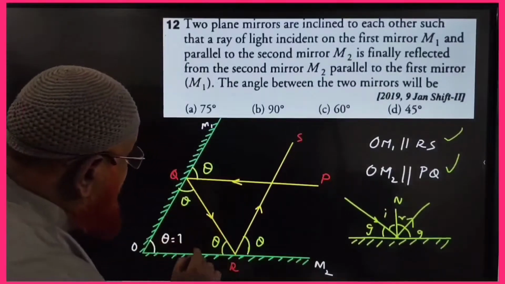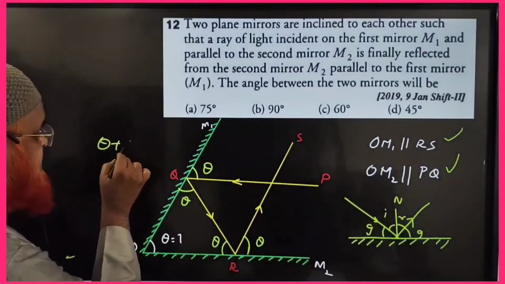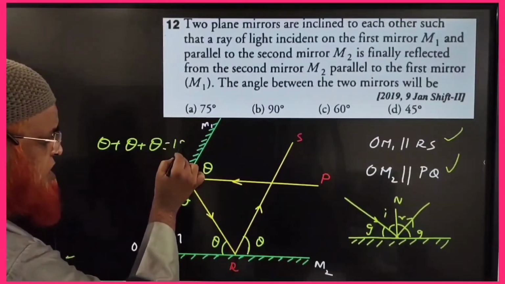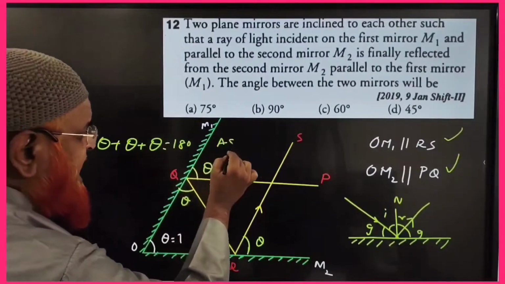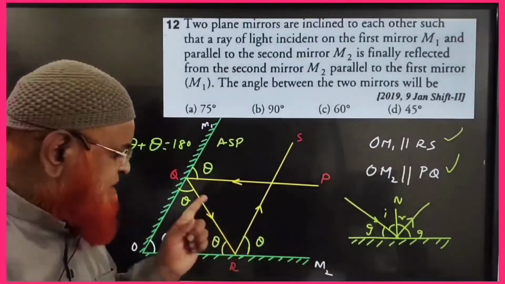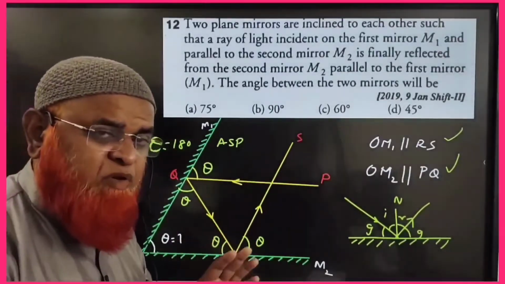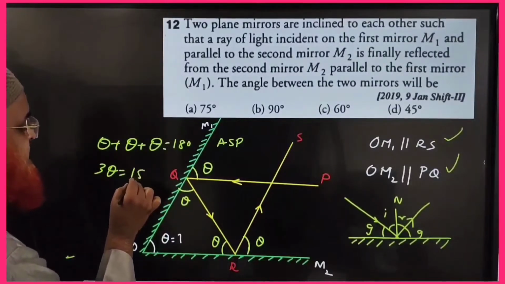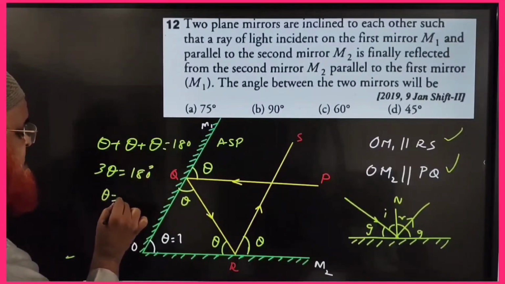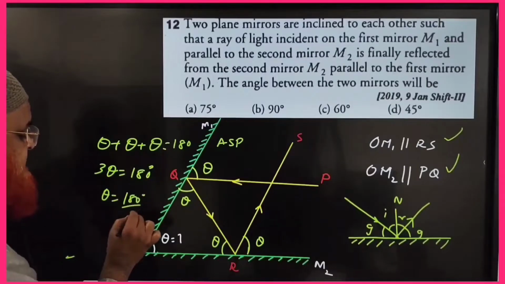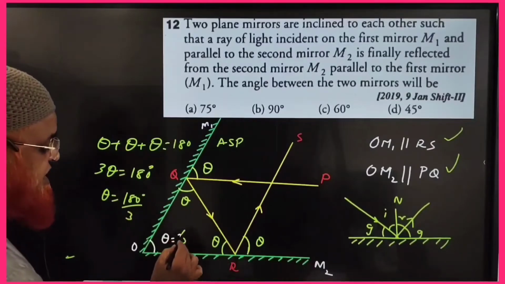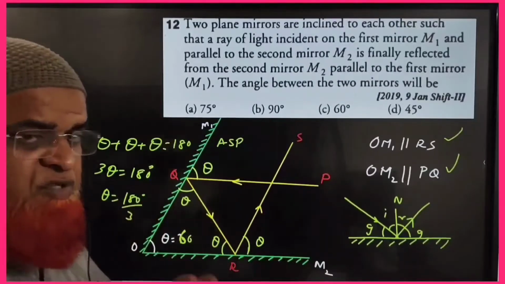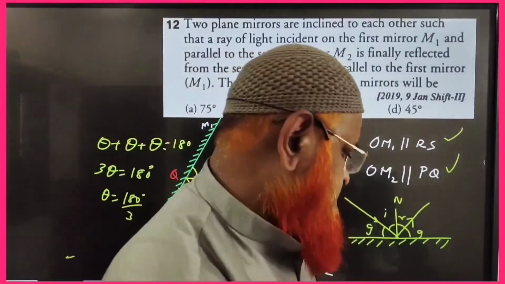Now these three angles are theta plus theta plus theta. They are going to be 180 degrees. This is said to be angle sum property. That means the sum of angles in a triangle is 180 degrees. Therefore 3 theta is equal to 180 degrees, and therefore theta is equal to 180 degrees by 3, which is nothing but 60 degrees. So this unknown angle, the angle between the two mirrors, is going to be 60 degrees. That you have to remember.